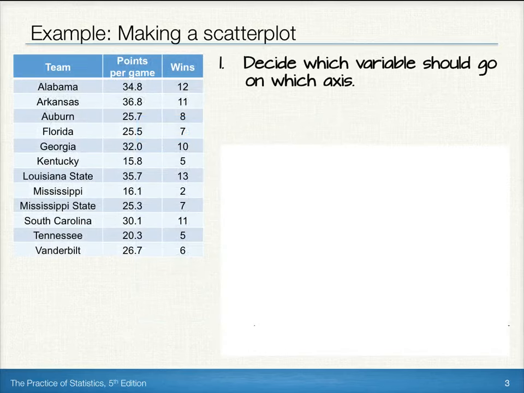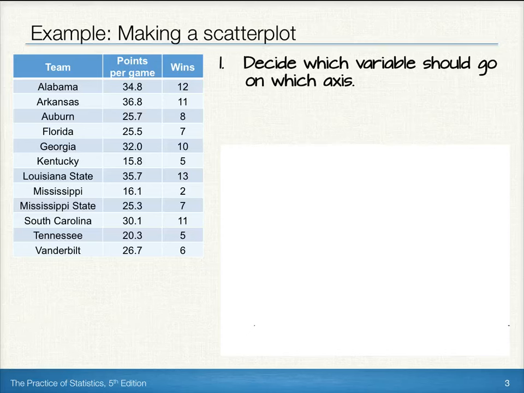Now recall, in order to make a scatter plot, the very first thing we'll want to do is decide which variable should go on which axis. We need to identify the explanatory and the response variables. In this example, it makes sense that points per game probably helps explain the number of wins that each team will achieve during that season. So we'll name points per game as explanatory and wins as response.